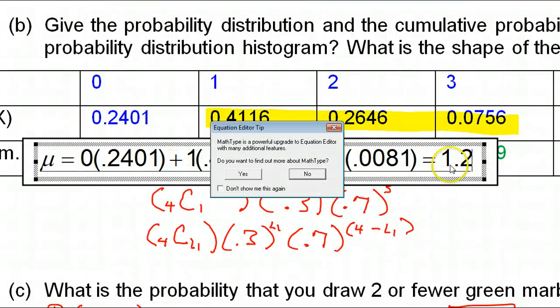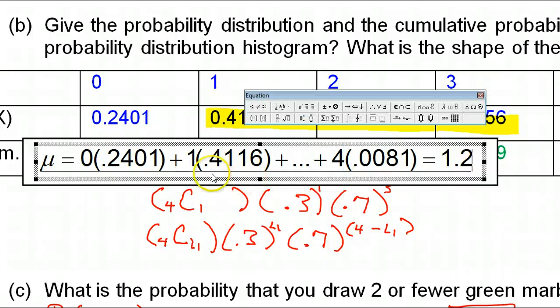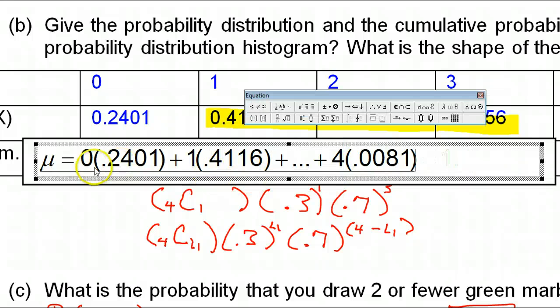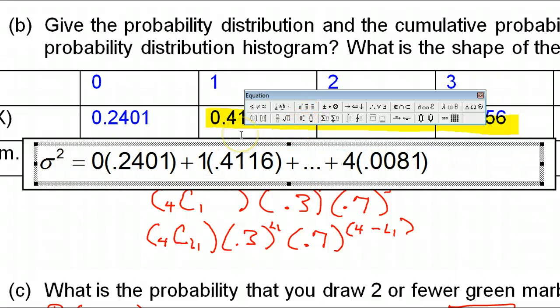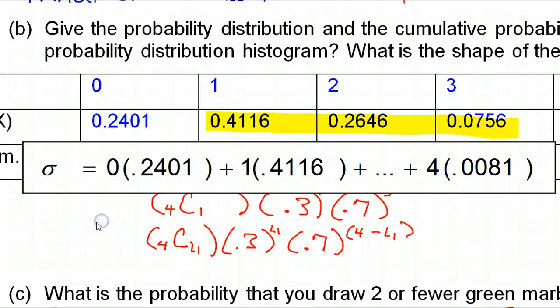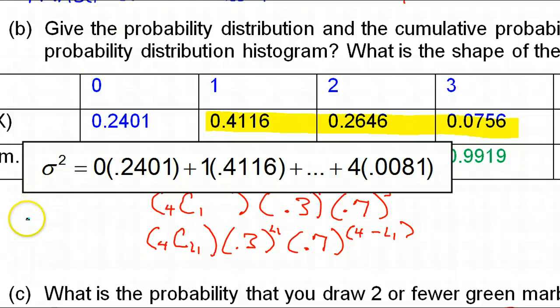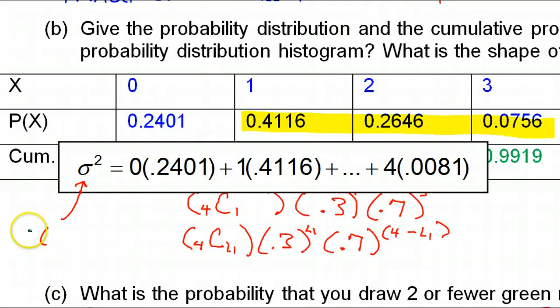Now it's time to find the standard deviation. Now remember, we can't find the standard deviation directly. So what we do is we start with the standard deviation squared. That's called the variance. And the formula for that, I guess I should write that down. The formula for the variance here is we do the sum of all the x values minus the mean, we square that, and then multiply times the probability. So that's what I'm going to set up inside of here.